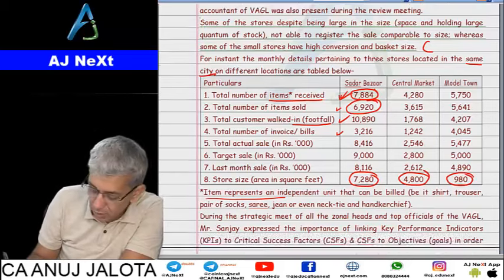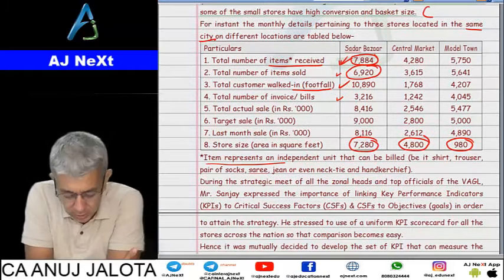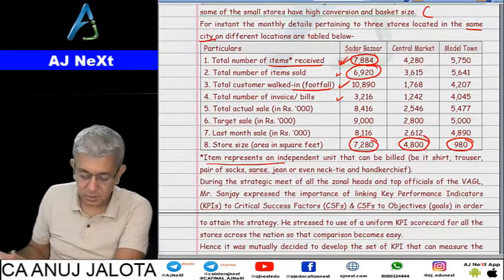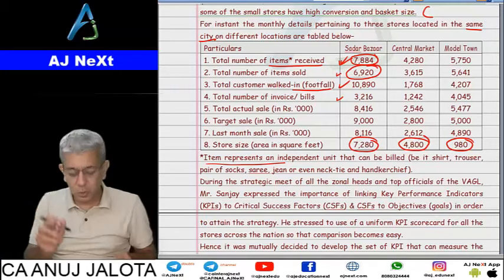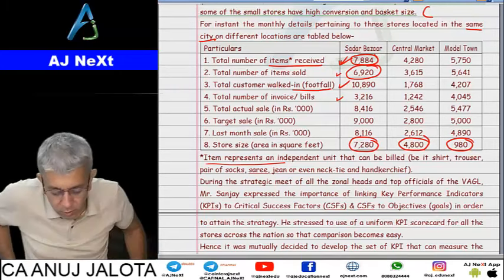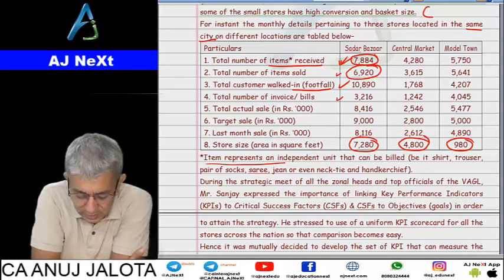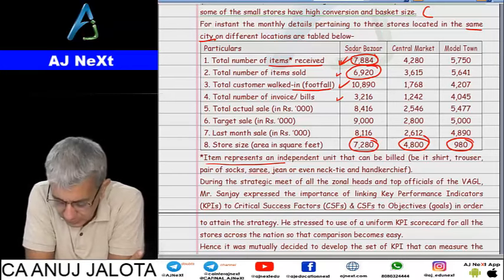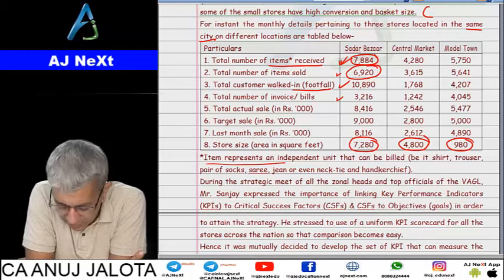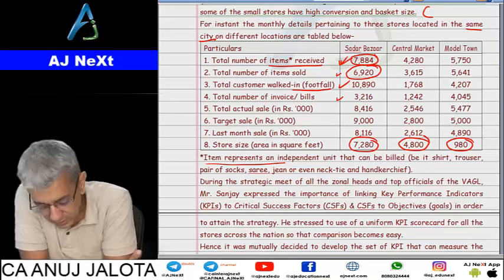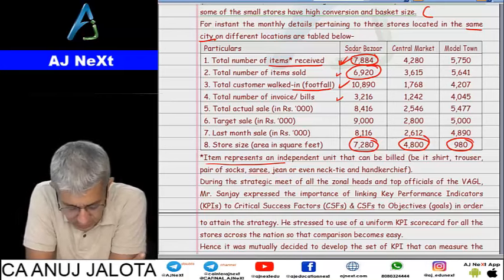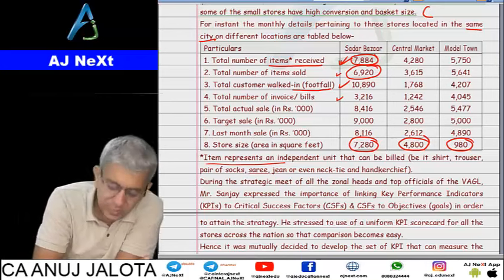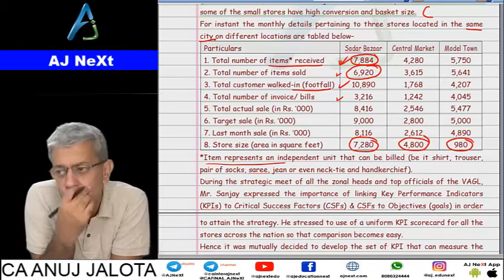Okay. During the strategic meet of all the zonal heads. Now we had one of the zonal heads of the North Zone. Now during the meeting of all the zonal heads and the top officials at VAGL, Mr. Sanjay expressed the importance of linking KPIs at VAGL to critical success factors, and critical success factors in order to attain the strategy. We all have done this thing in balance scorecard also, in detail.